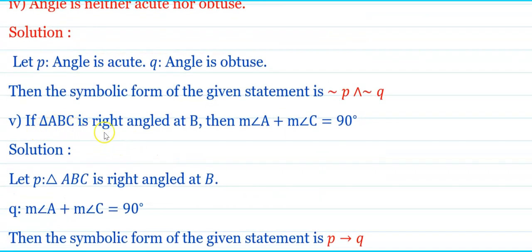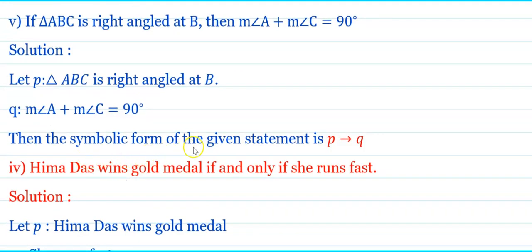Next, if triangle is right angled at B, then the measure of angle A plus measure of angle C equals 90. Okay. P म्हणजे काय की triangle is right angled at B and Q means what? Measure of angle A plus measure of angle C is equal to 90 degrees. Then the symbolic form of the given statement is P implies Q.